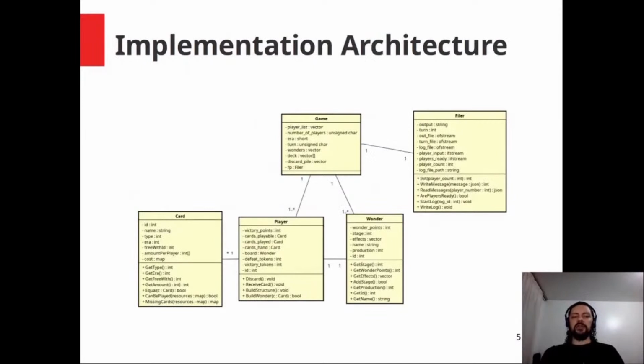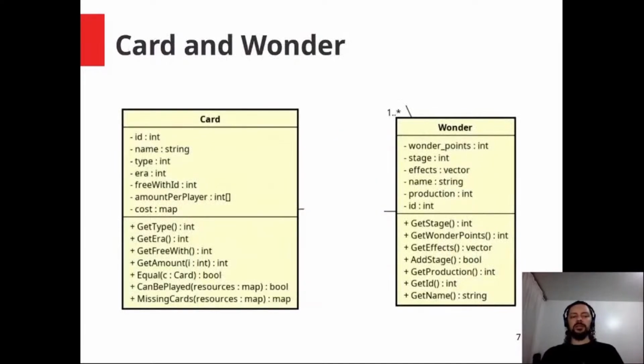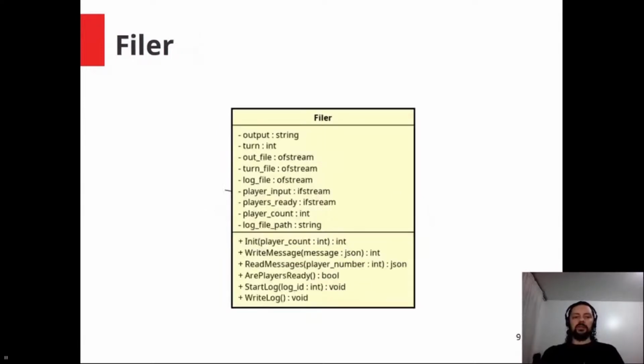The implementation follows this diagram. The game class controls every other one and the iteration between turns. Wonder and card are used to store the deck's cards information. Player is an abstraction of a real player which holds information about the player's state, which is used in this case for the bots. And filer is used to write the game status and read commands from files.